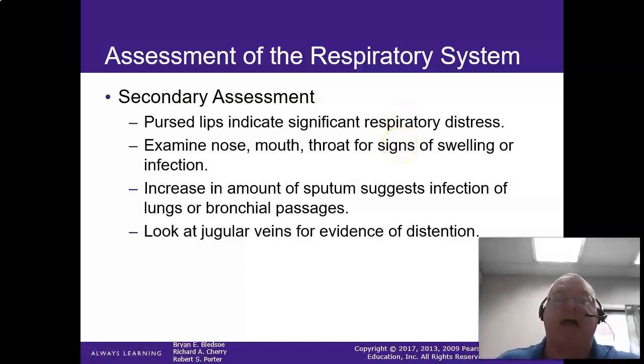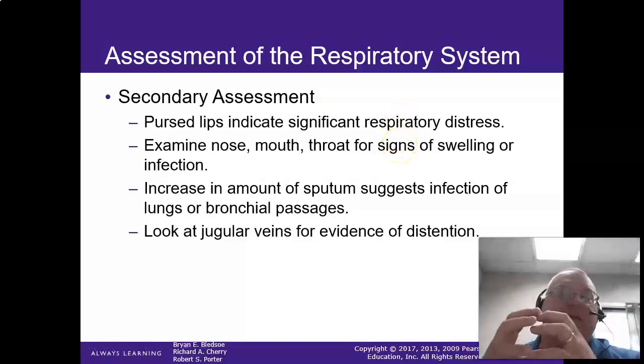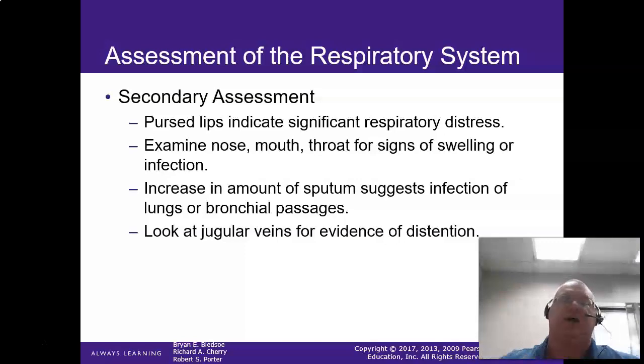Remember, pursed lips, guys, means they're trying to auto-PEEP themselves. They're trying to re-inflate those lungs, those little alveolar sacs, okay? They're trying to recruit them so they can get more gas exchange, so they can offset probably the acidosis that's starting to build up in their system, okay?